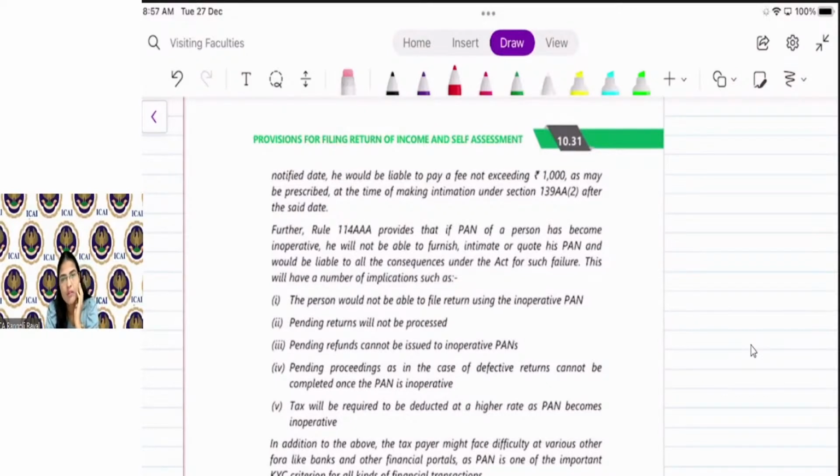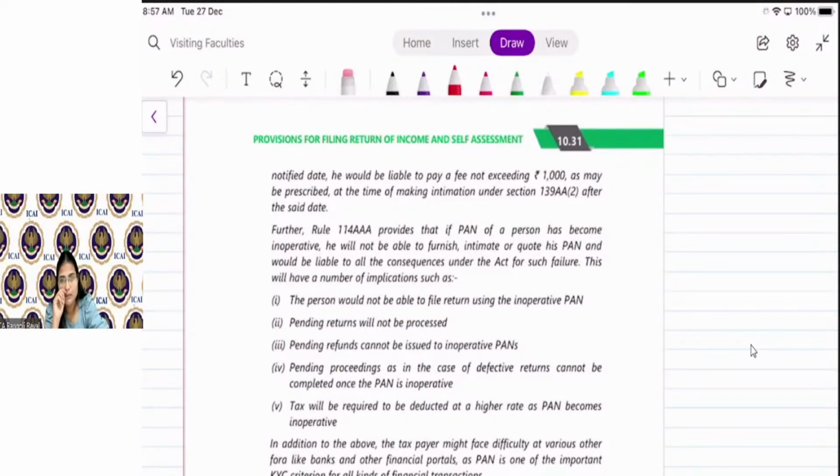Further, Rule 114AAA provides that if the PAN of a person has become inoperative, now if you fail to link your Aadhaar with your PAN, then your PAN becomes inoperative. So in that case, you are not able to furnish, intimate or quote your PAN and would be liable to all the consequences under the Act for such failure. So in this case, the consequences of failure are applied to you.